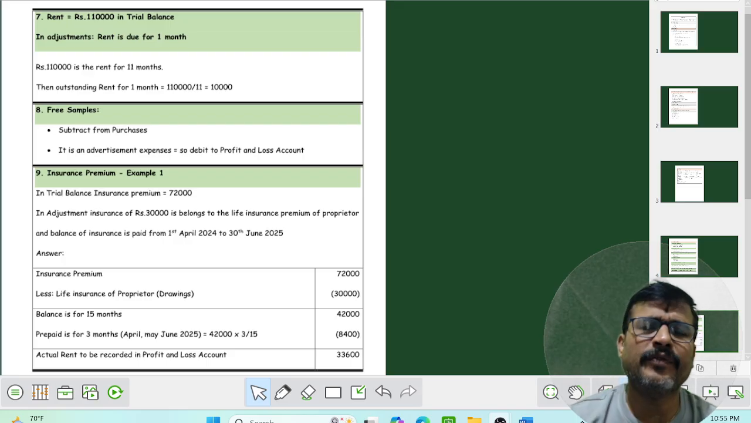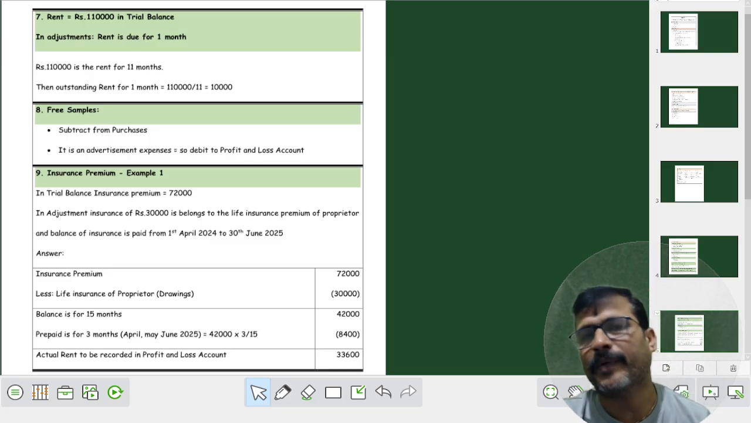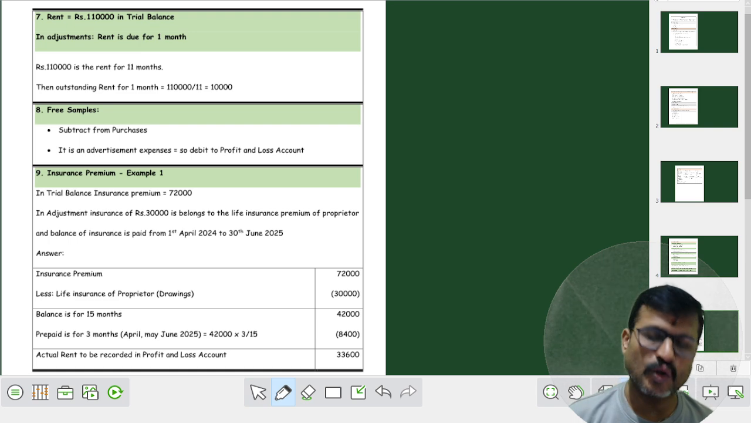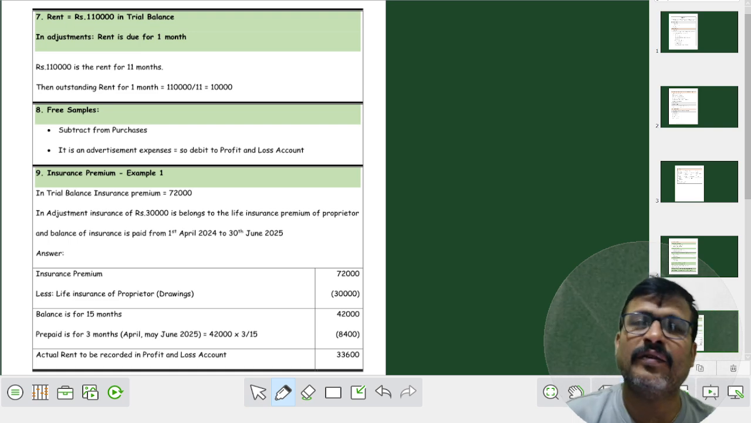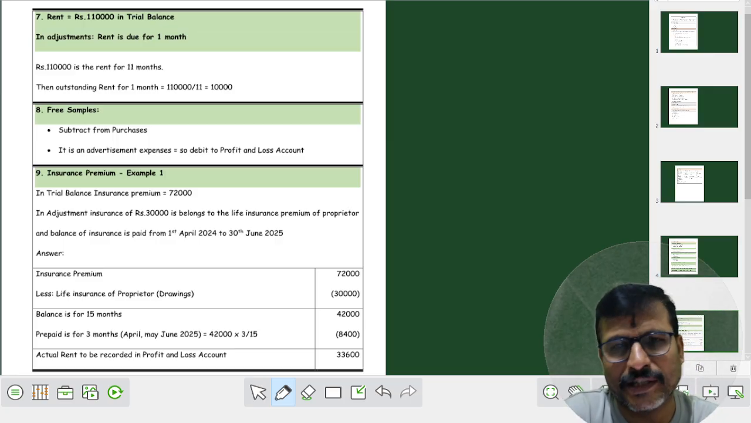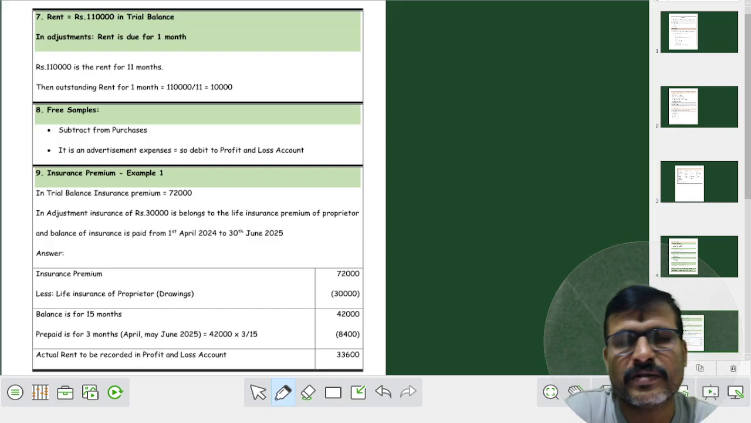In the seventh chapter, we are learning about the final accounts of a sole proprietor. My dear students, the final accounts of a sole proprietor consist of two things. One is about non-manufacturing concerns. Another is about manufacturing concerns.